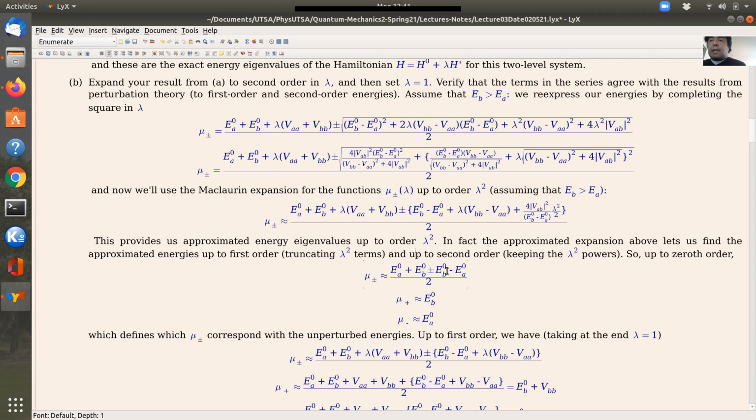If I do that, basically I get cancellation. For some terms, some of them add up, and divided by 2, for mu plus, I get E0b. For mu minus, I get E0a. It will be some cancellation. And actually, I need to add a parenthesis in here. Sorry about that.